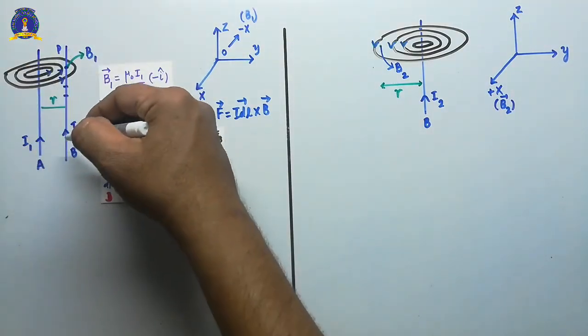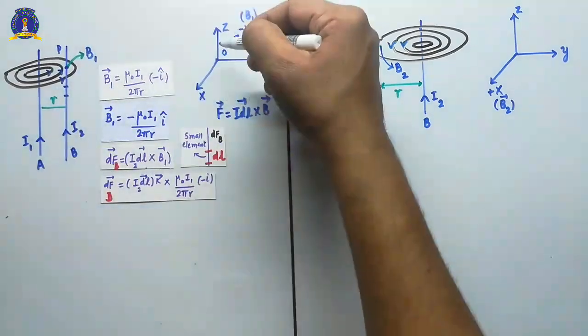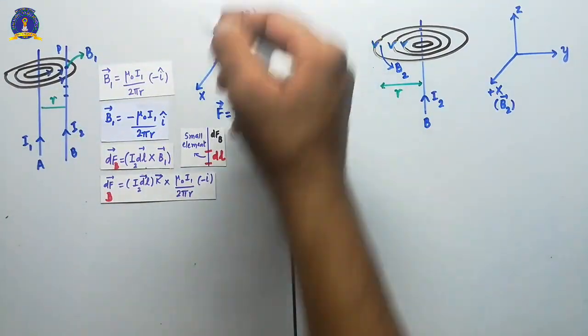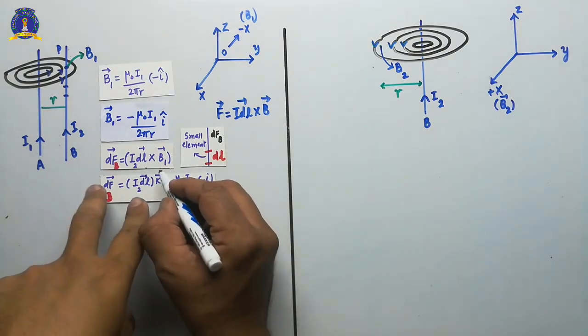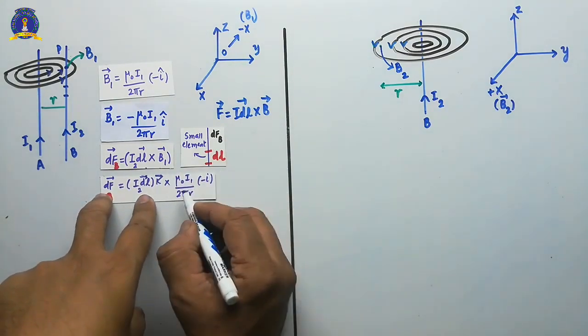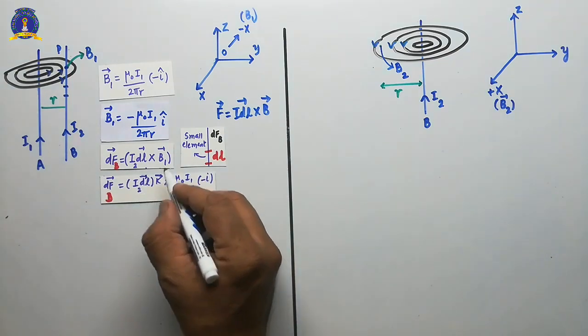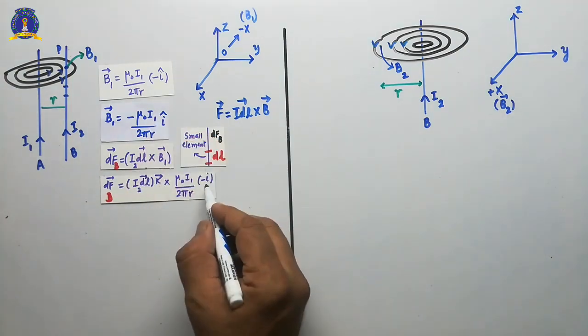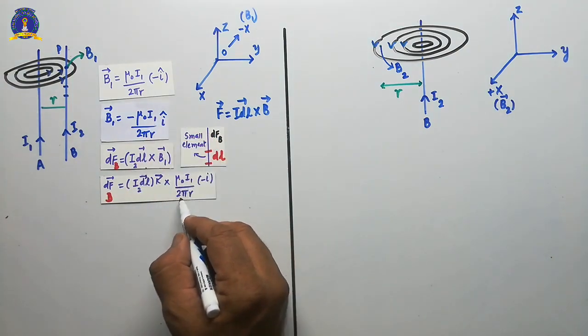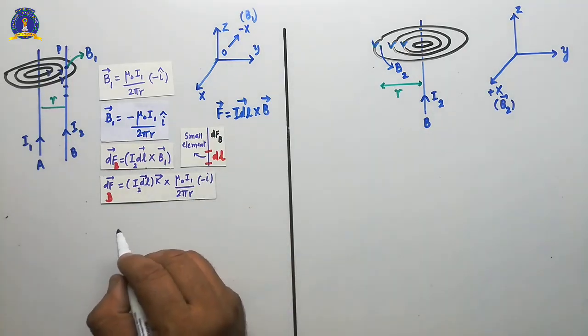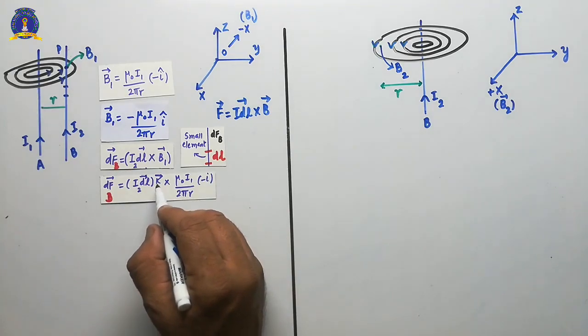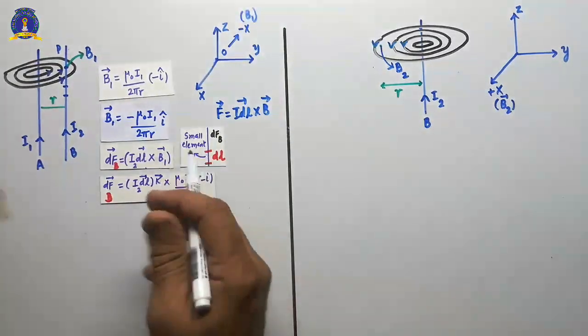Look at my finger. It is flowing in this direction. It is acting along the positive Z direction. Therefore, K cap is written. Are you clear? K cap must be written here. And then in place of B1, substitute this equation: mu naught I1 divided by 2 pi r, minus I cap must be written. Now in the next step, this K cap and I cap both can be written together.